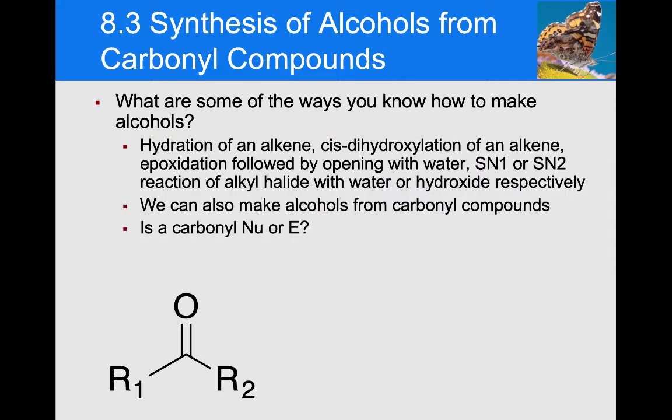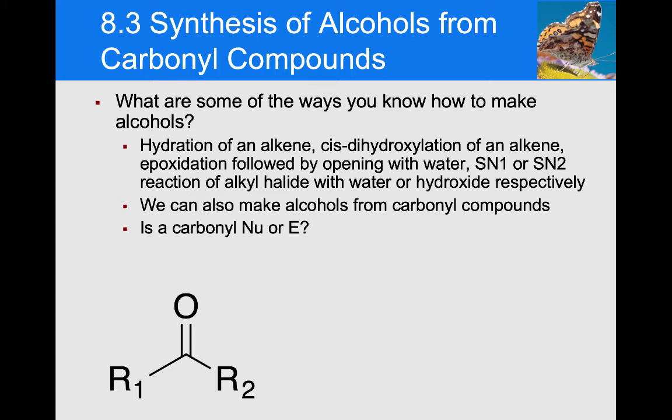And so just to give you a review, we can hydrate an alkene. We can do the cis dihydroxylation of an alkene. We can epoxidize and then open that epoxide with water. We can do an SN1 or an SN2 reaction of an alkyl halide with water or hydroxide respectively. So these are all different ways that we can make alcohols, and these are all reactions starting from either alkenes or alkyl halides.